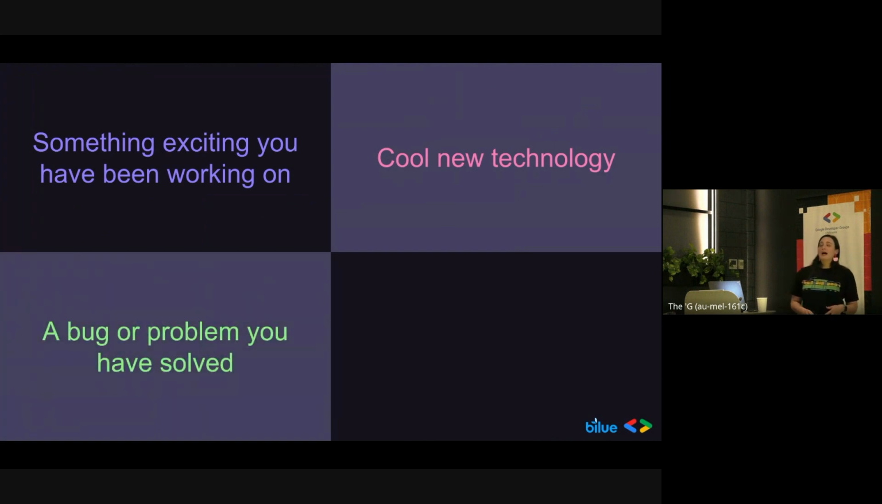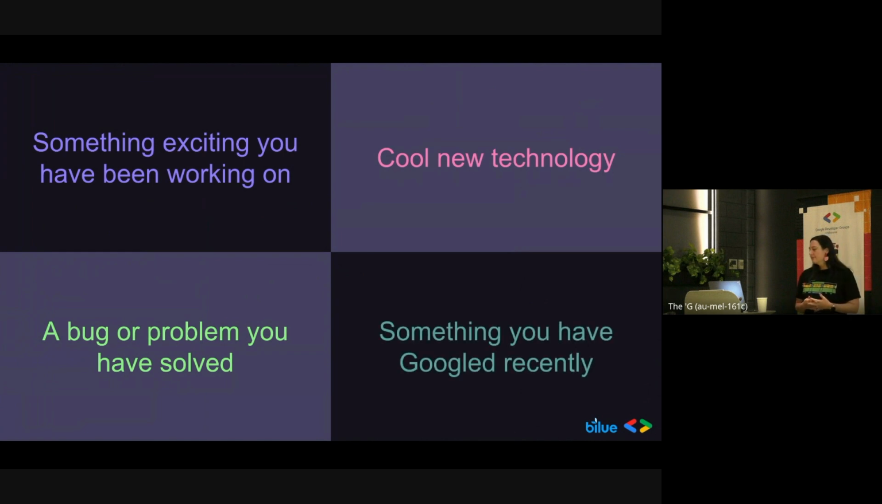Could be a bug or a problem that you have solved. Something you've been working on and really diving deep. Or something you've Googled recently. This is often my inspiration. I Google something, I find a Stack Overflow post or another blog post. I think, oh, that's kind of what I want, but not completely. So I'll then go write a blog post about it once I've solved my problem. And it's a really great way of thinking of, if I'm Googling it, somebody else would be as well.